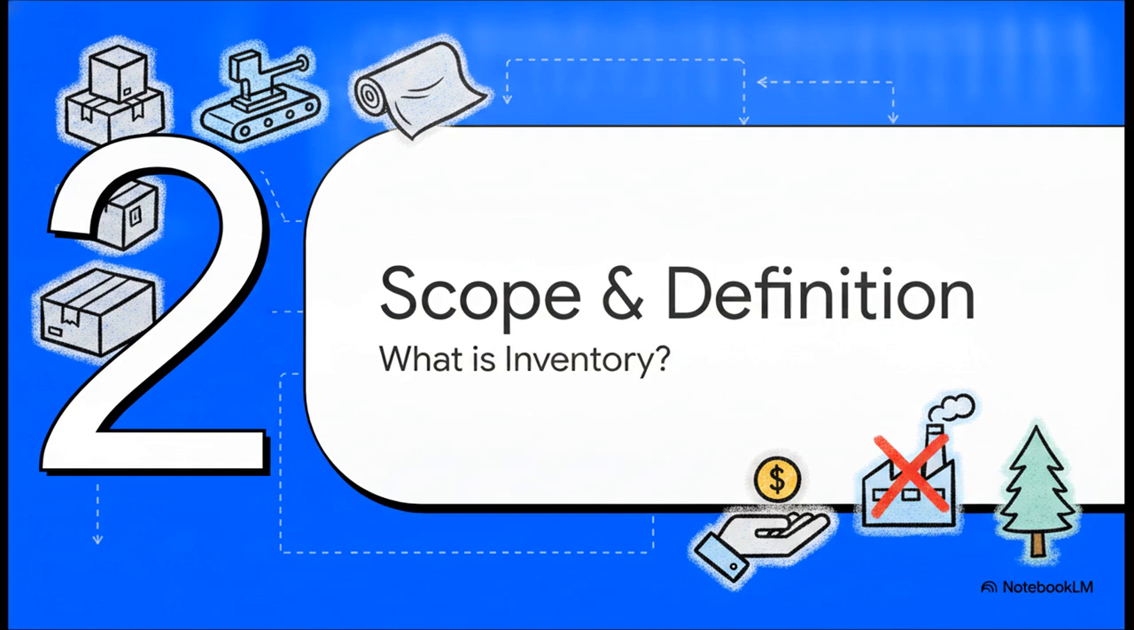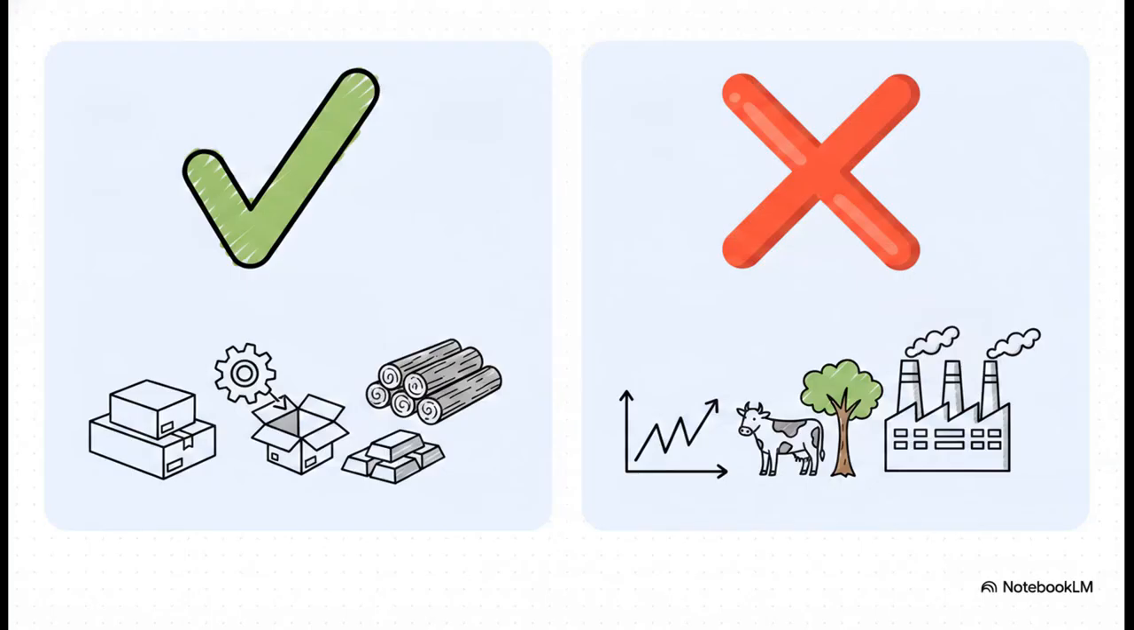Section 2. Scope and inventory definition. So what exactly qualifies as inventory, and what is explicitly excluded from the scope of IAS 2? Let's clearly define the boundaries of the standard. What is inventory? Well, it includes assets held for sale in the ordinary course of business, like your finished goods. It also includes work in progress that's actively in the production phase. And of course, it includes raw materials and supplies waiting to be consumed in production.